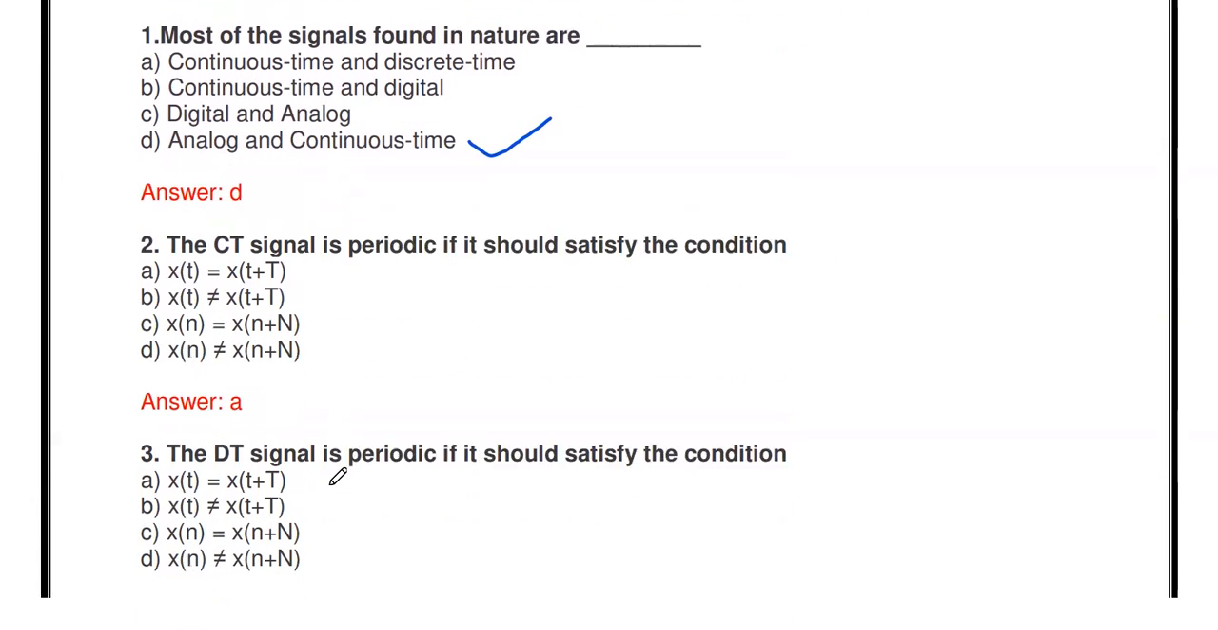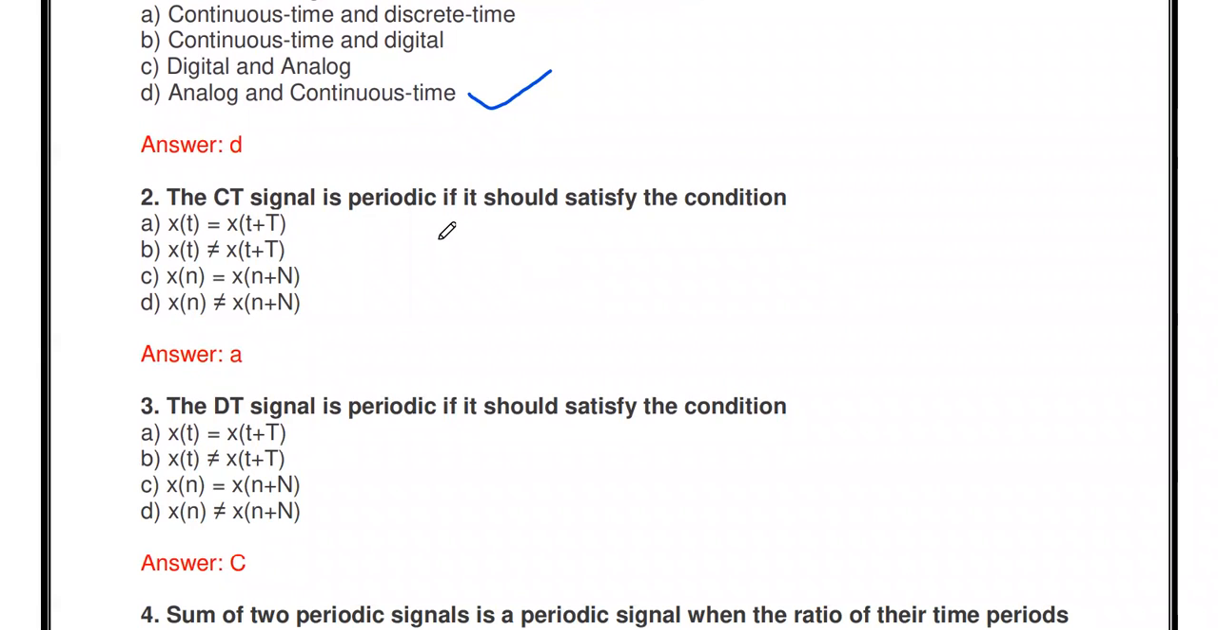The next one: a continuous time signal is periodic if it satisfies the condition. So what is the condition to check the periodicity? What does a periodic signal mean? It is a signal which repeats itself after a regular interval of time. After a regular interval of time, again and again, the same signal comes, and that is called periodic. So first, x of t equal to x of t plus capital T, where capital T is the fundamental time period. This is the correct answer.